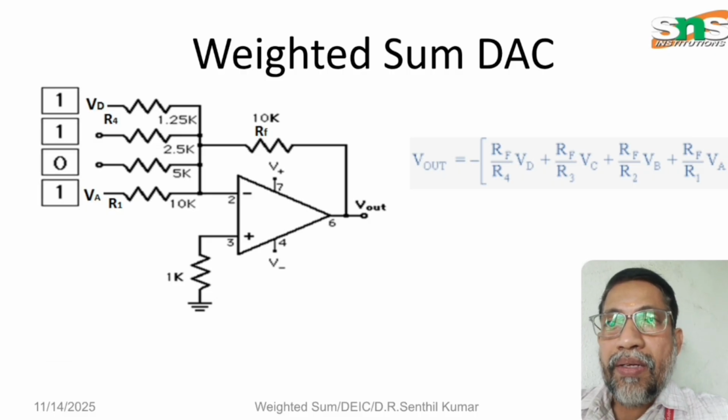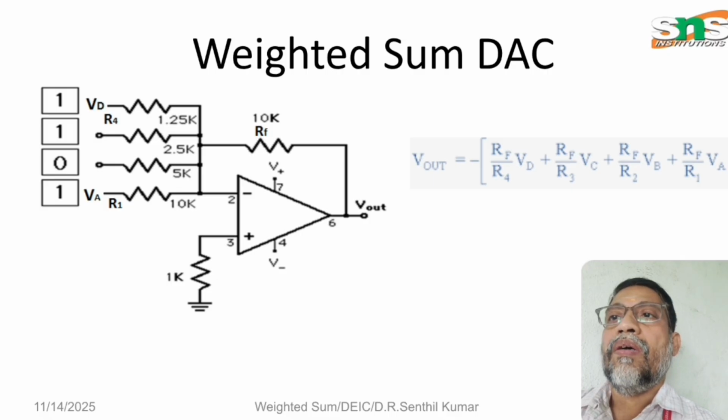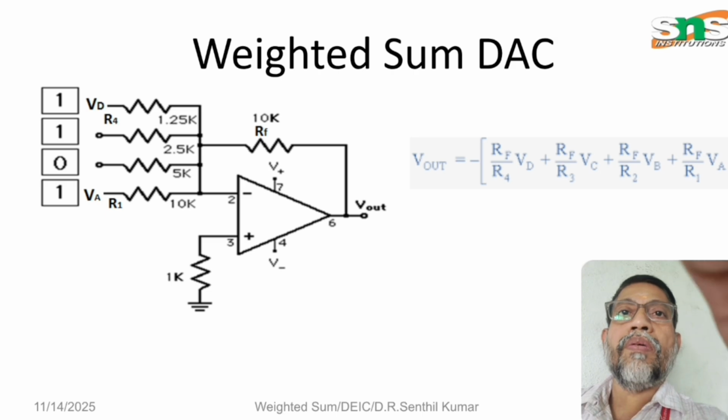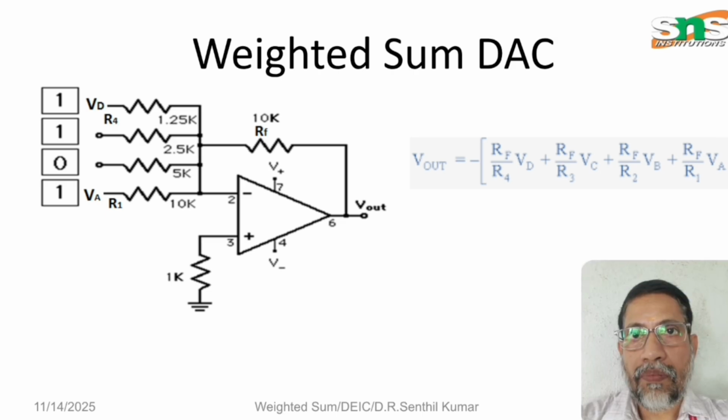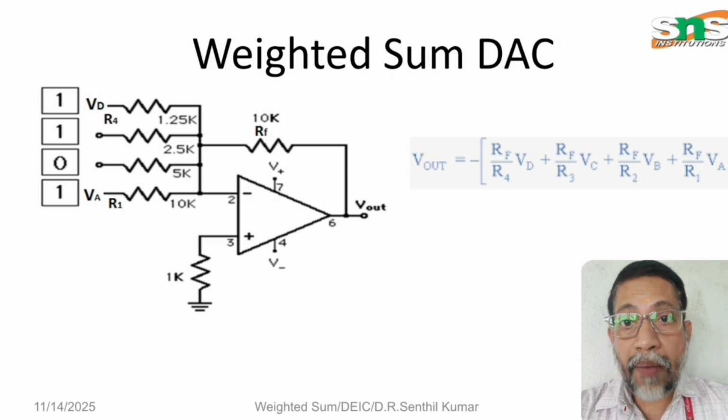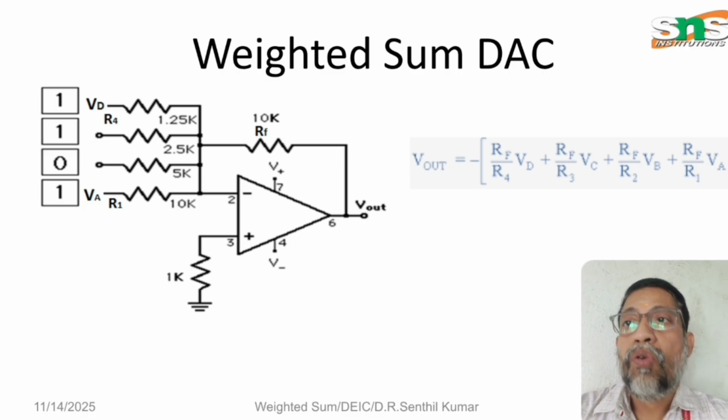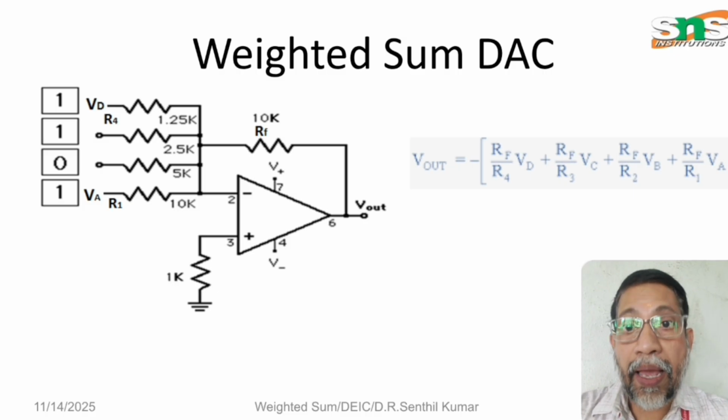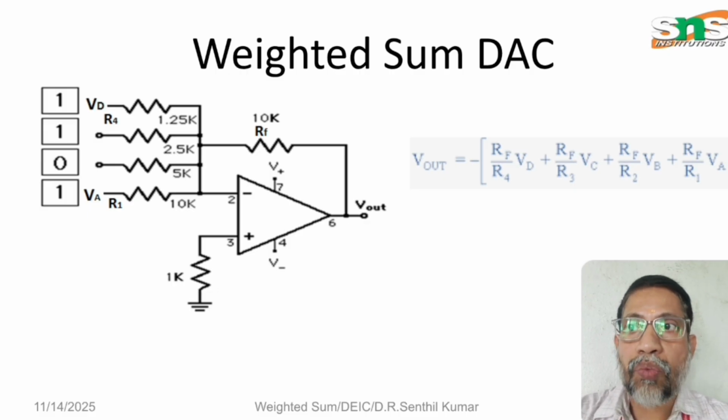See here the example: 1101 is the input. VD is the MSB and VA is the LSB. The least significant bit is VA and the most significant bit is VD. Therefore, 1101 is the digital input which is given.